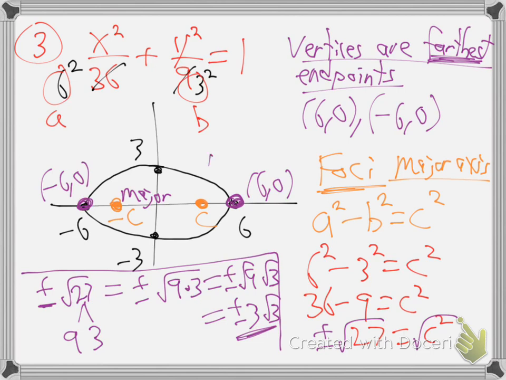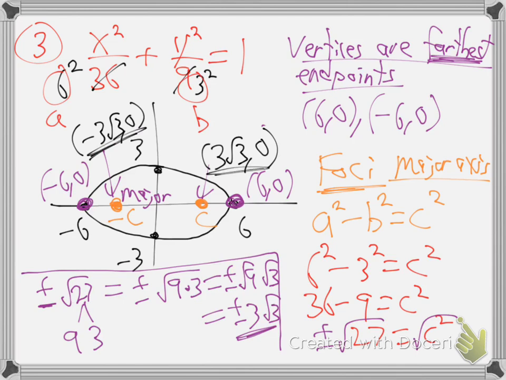So where would the focus points be? This would be 3 root 3, up 0. This one is minus 3 root 3, up 0. There's the coordinates. Is that okay? Let me write that a little neater. So that's 3 root 3, 0. And the other one is minus 3 root 3, 0. There's the two focus points.